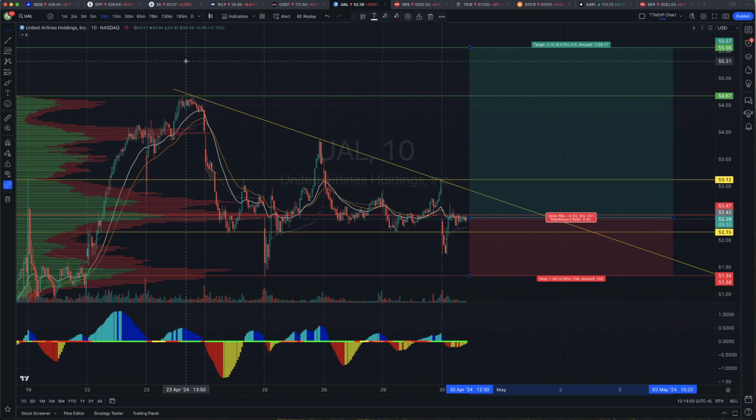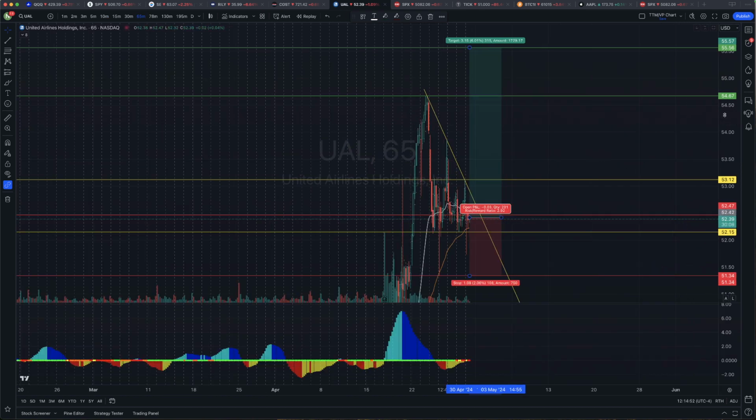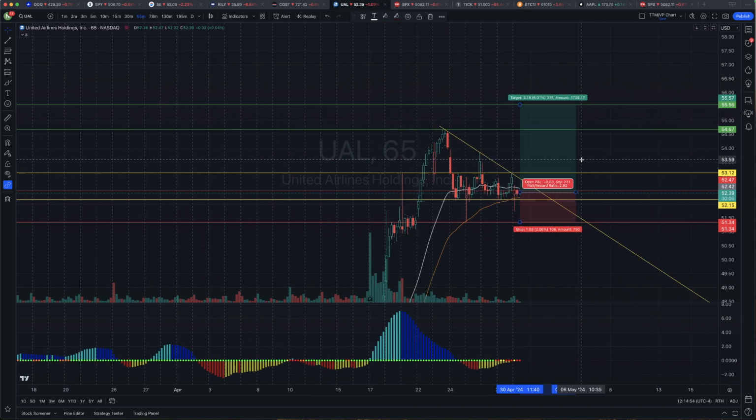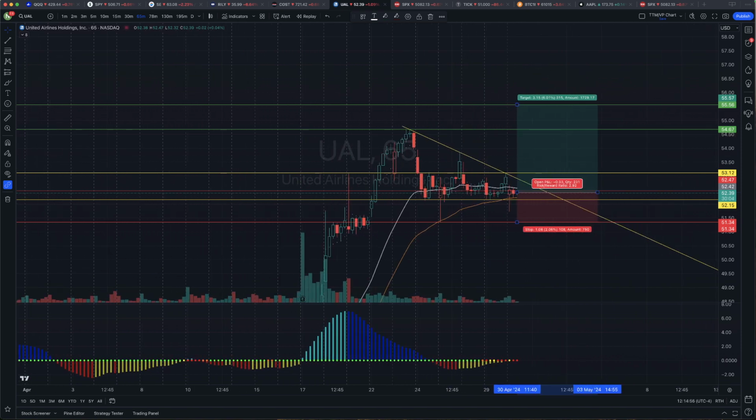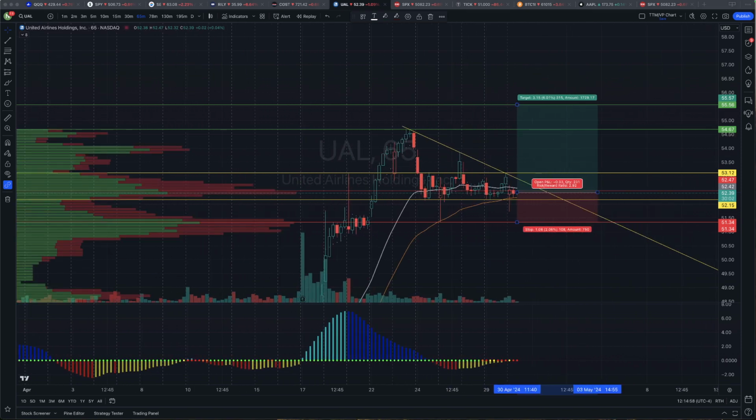So if we are playing UAL on the 65-minute, I'm going to pull up my options chain here. And I'm going to look at calls. I'm going to look at the May 10th calls. And I'm going to look at the 52s, slightly in the money.